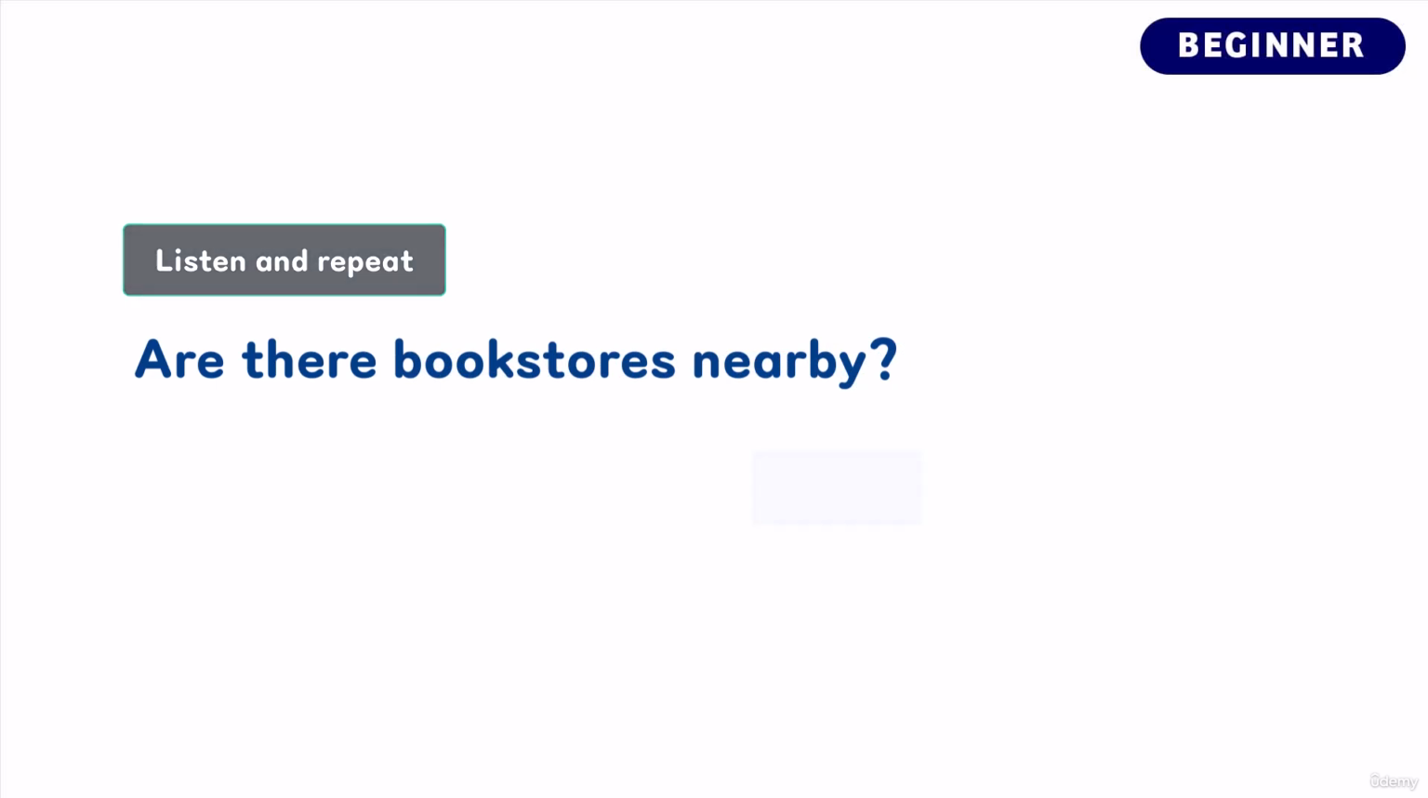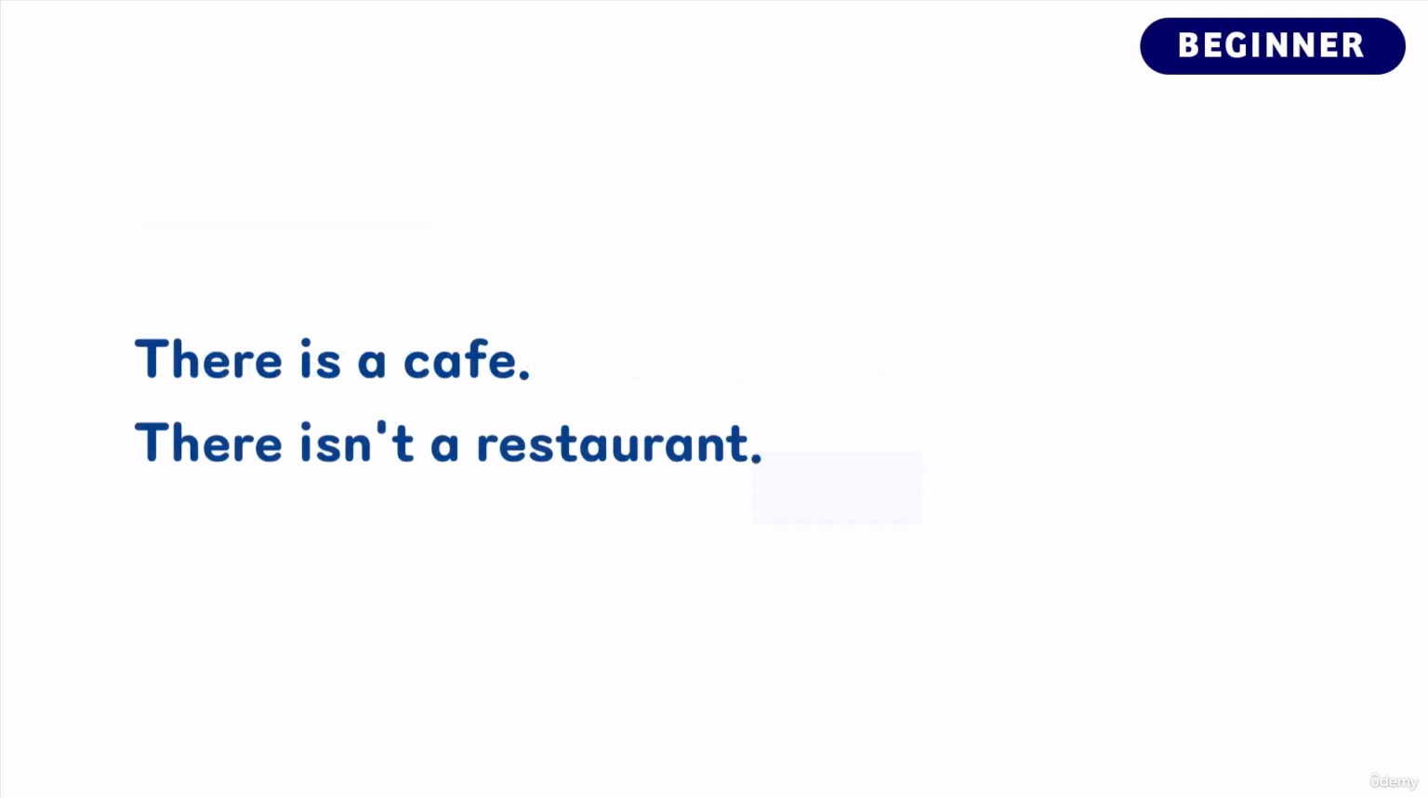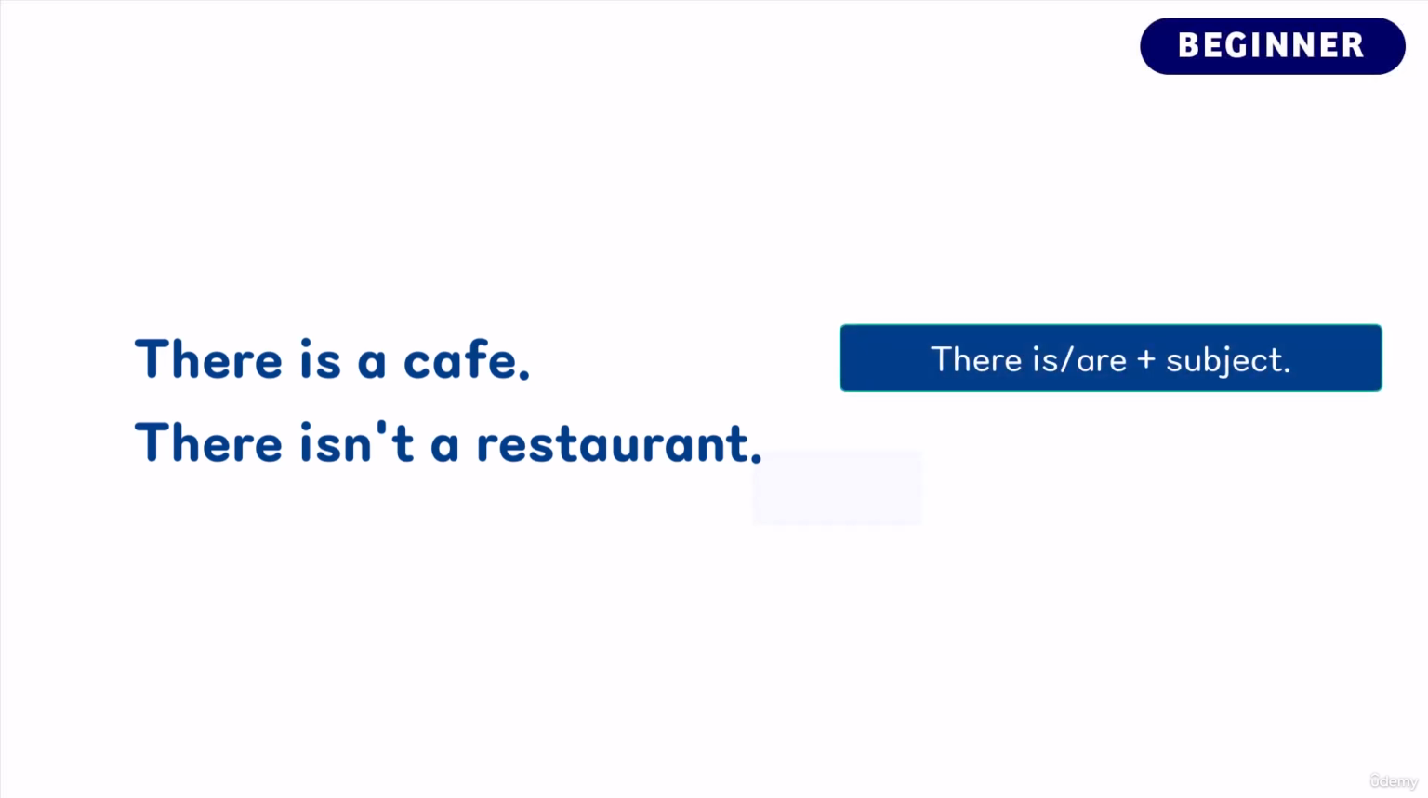Great effort, well done. Let's now take a look at both the positive statement and the negative statement of there is, there are. There is a cafe. There isn't a restaurant. The structure of both the positive and the negative statements are quite simple.